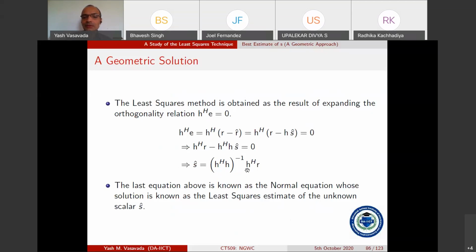Now, you may recall that this H Hermitian R is what we have been calling the sufficient statistics vector. And we have sometimes denoted it as vector Y. And this H Hermitian H, what would you call that? Capital R. It is our correlation matrix R. And remember, our estimate is R inverse times the sufficient statistic vector, which is exactly this last line.